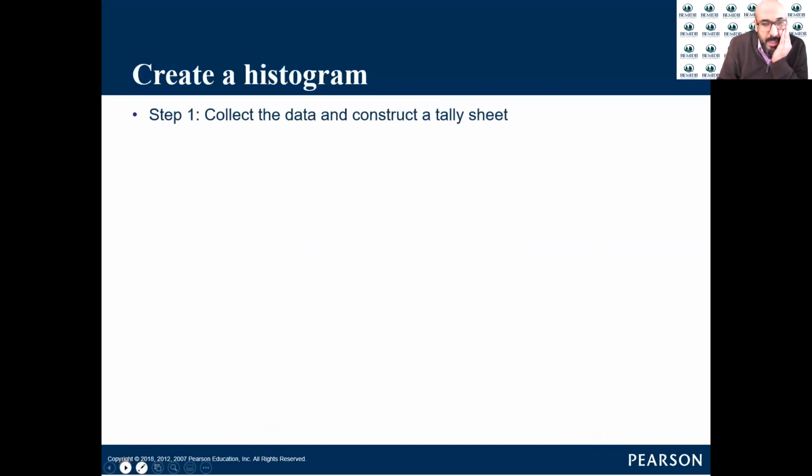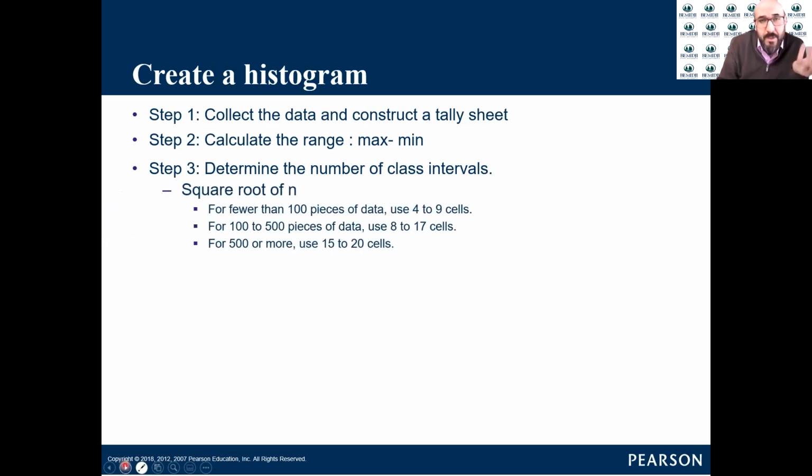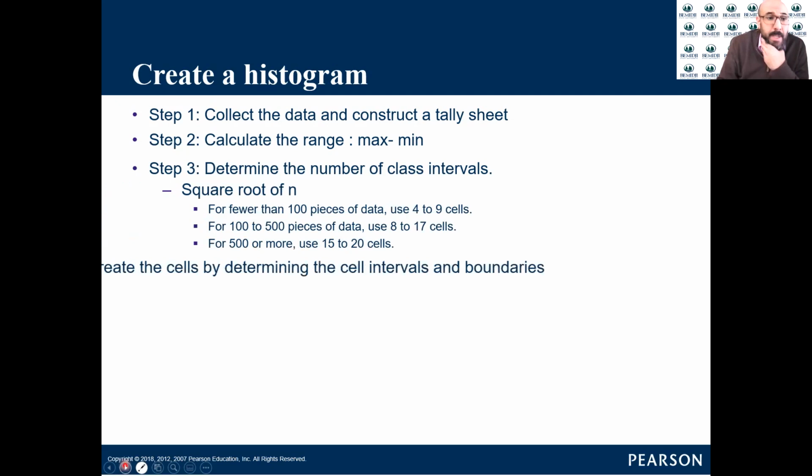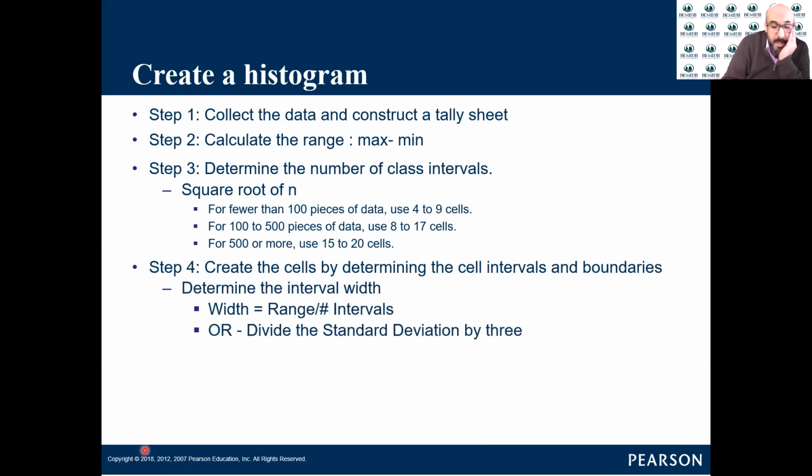So number one is to collect the data, find the maximum minus the minimum, which is the range, determine the number of intervals, how many categories, how many groups you will have, and then you could use the root of n or any of these rules that I've listed here on these slides. And then in step number 4, you create the cells, which is basically finding the intervals and the boundaries for each cell, the start of the group and the end of the group. That could be the width, the range divided by the number of intervals. That's the easiest. Or you could divide the standard deviation by 3 if that's what you want to do.